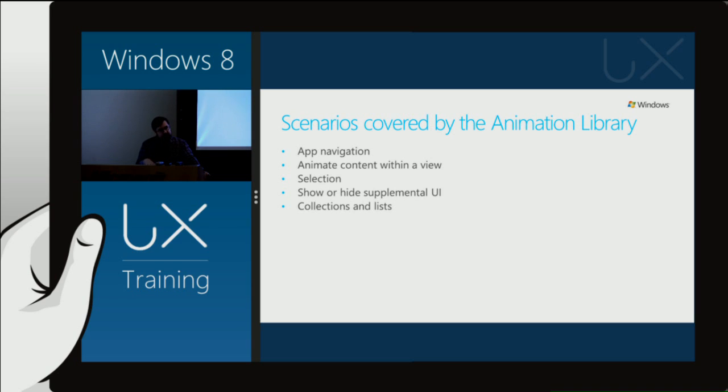Then we have a set of animations around selection. These are often used by controls to select an object or unselect an object. And then we have show or hide supplemental UI animations. These are things that flyouts, etc. use. And then collections and lists. These are mainly used by controls, but you can imagine if you're building an application that has a big series of news articles or photos, you'd want some specific things like rearrange, etc.